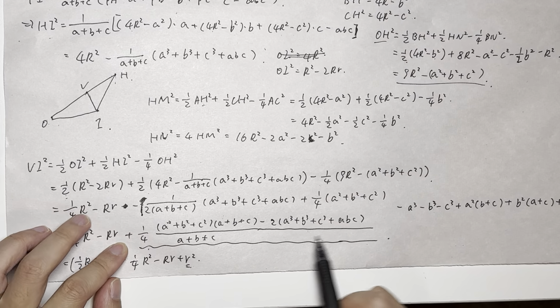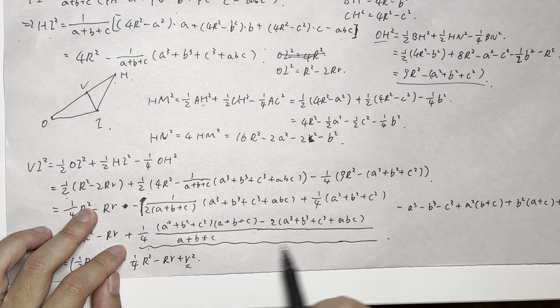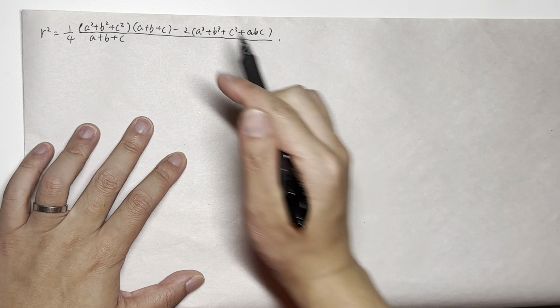One by 4 times all of these, right? So r squared equals 1/4 times (a plus b plus c), and on top of it is, let me check again, yeah, (a squared plus b squared plus c squared) times (a plus b plus c) minus twice of (a to the power 3 plus b to the power 3 plus c to the power 3 plus abc). Right, we want to prove this. How?